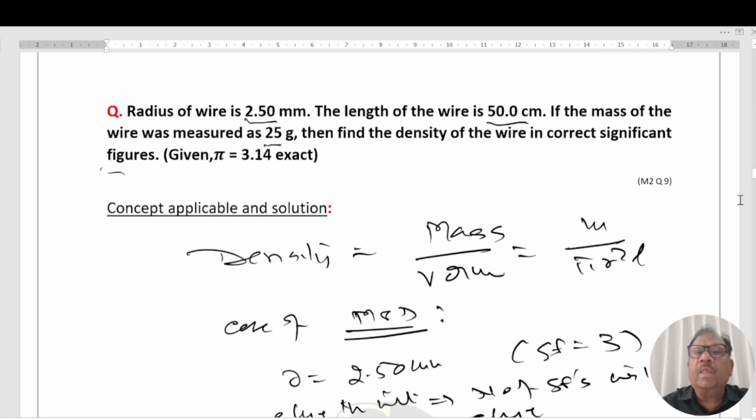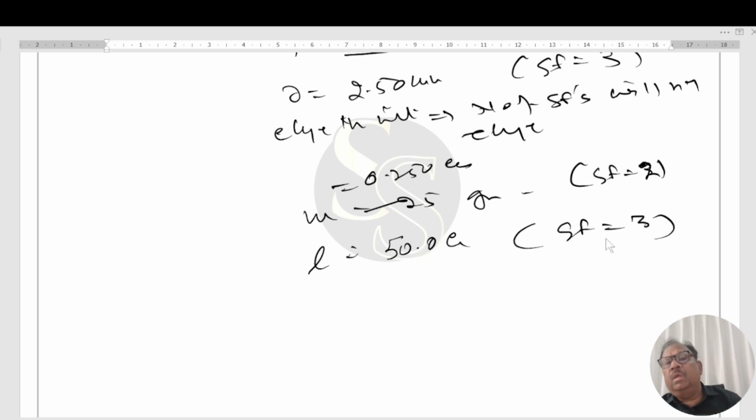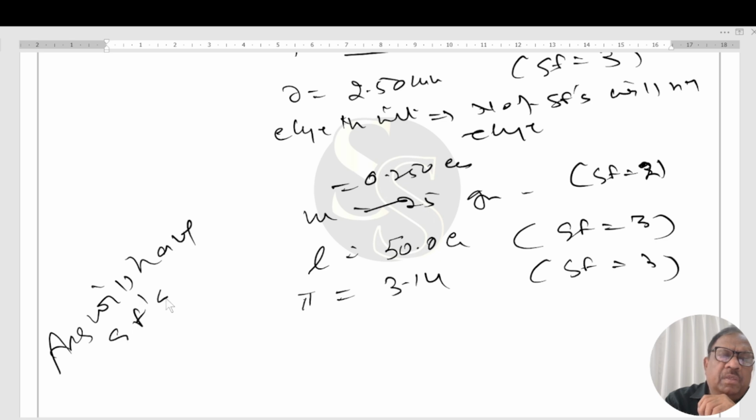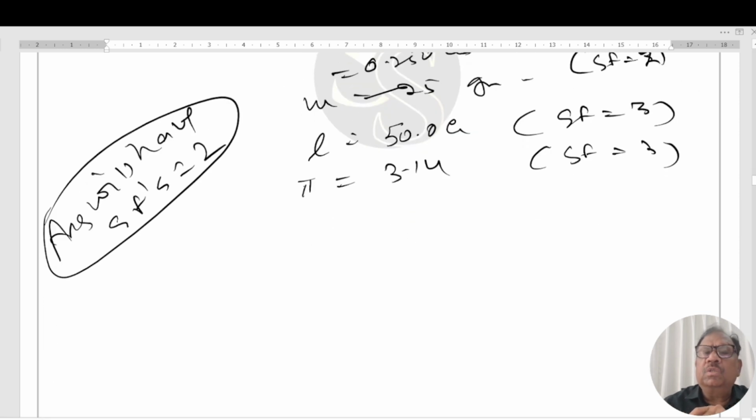Length is given to you 50.0 centimeters. Significant figures 3. Then pi की वैल्यू दे रखी है 3.14. Significant figures 3. तो इसमें लीस्ट क्या है? तो आंसर will have significant figures 2. We have to consider the least one.